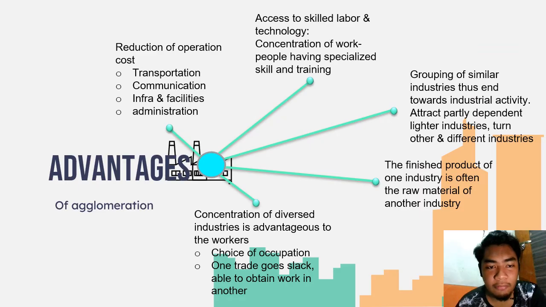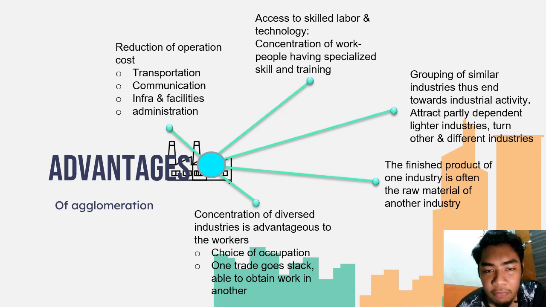The advantages of agglomeration is it can reduce the operation costs, especially costs on transportation, communication, infrastructure and facilities, and also the administration costs. The next advantage of agglomeration is it can give access to skilled labor and technology. The concentration of work will make a lot of people having specialized skill and training in the same area. The third advantage of agglomeration is also grouping of similar industry. It will attract partly dependent lighter industry to another and different industry.